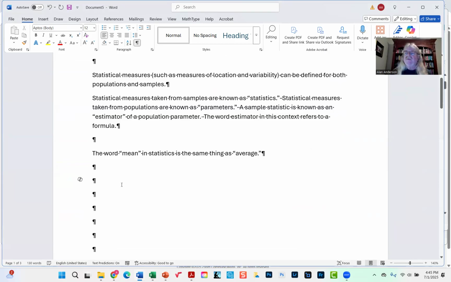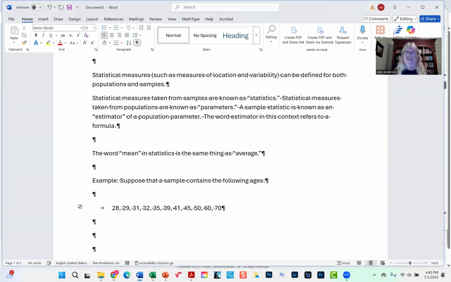Now, this is just meant to be a rough idea. This is not exact, but suppose that a sample contains the following ages. You've got a 28-year-old, a 29-year-old, 31, 32, 35, 39, 41, 45, 50, 60, 70. Well, in other words, an average means literally what it sounds like. You're just going to add them up and divide by the number of observations.